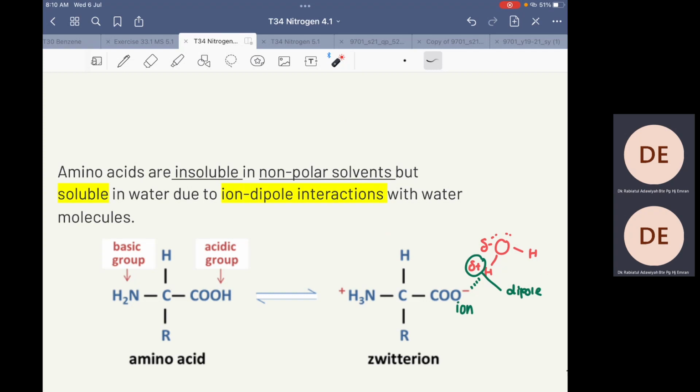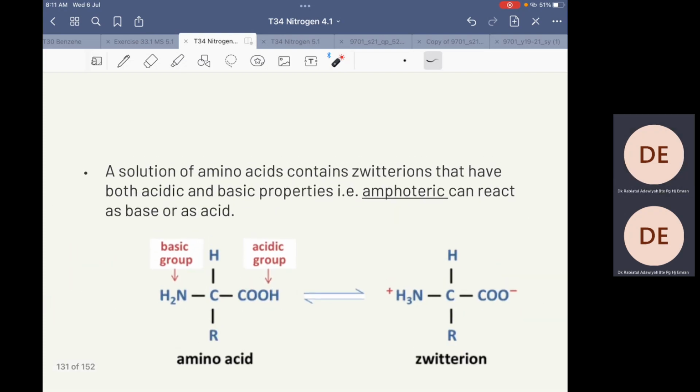Now because amino acids have both the acidic group and the basic group, they can act as both acids or bases, and so we call them amphoteric. You still remember this word, amphoteric, from last year's AS, when an oxide can act as an acidic oxide or a basic oxide, we call them amphoteric. Same case for zwitterions. Since they have both the acidic and the basic properties, they are said to be amphoteric.